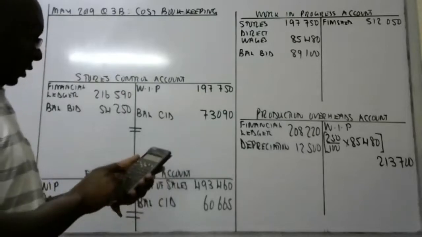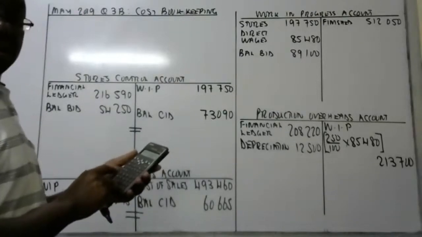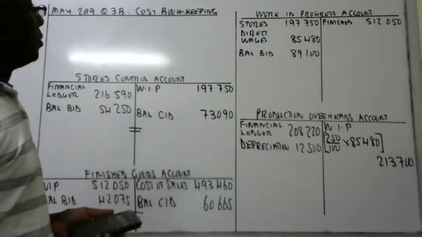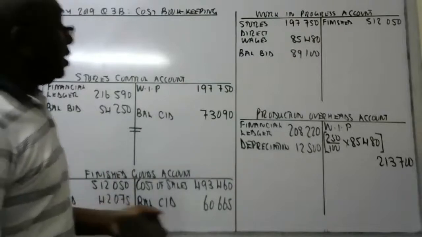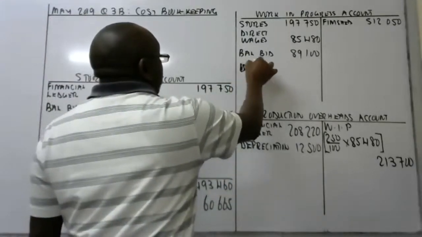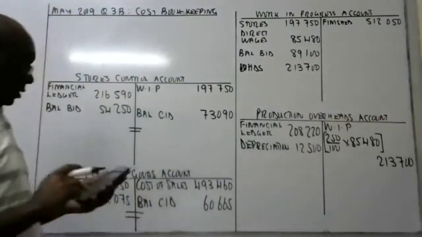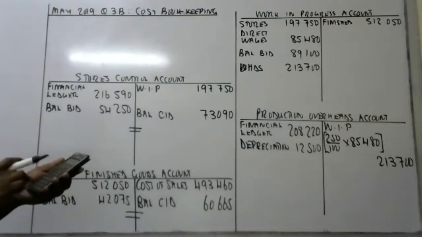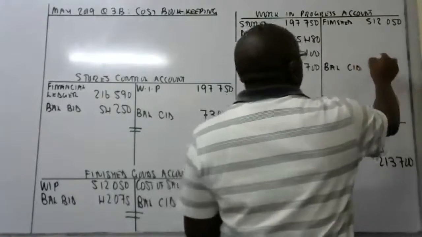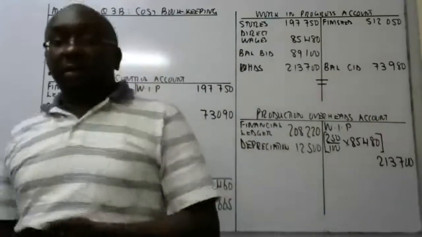Then we go to the work in progress. Oh, for the work in progress, there is something we did not bring. So first of all, we bring the overheads of 213,700. We should have brought it there. And when you do that, the balance carried down is 73,980, and that account stands closed.